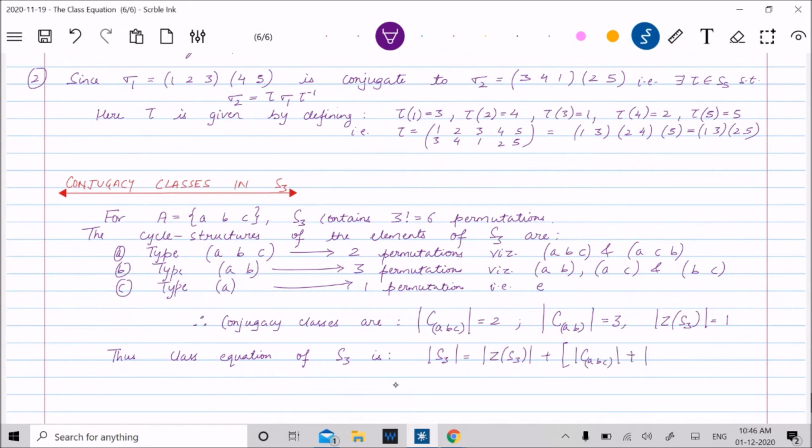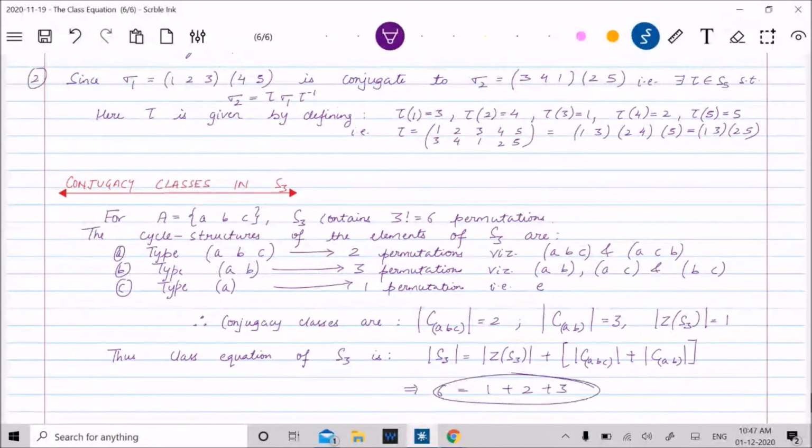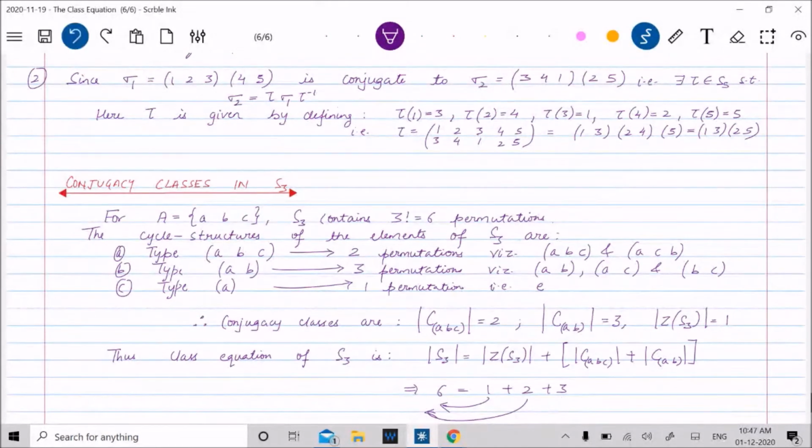Plus the size of the conjugacy class of the type this. So this is 6, this is 1, and this was 2, and 3. Adding up, 3 plus 2 plus 1 is 6. Correct, that is the class equation. Every number is dividing the next: 2 divides 3, 3 divides 6, yes or no? So this is the class equation of S3.